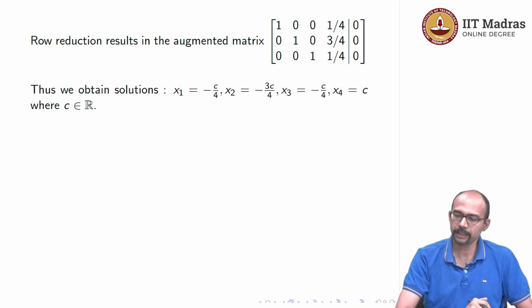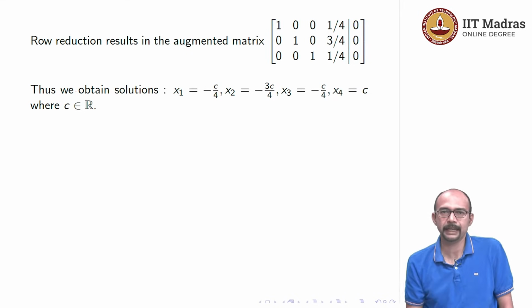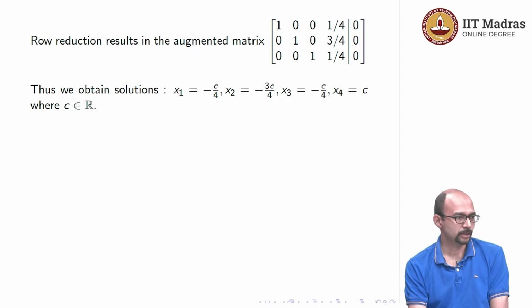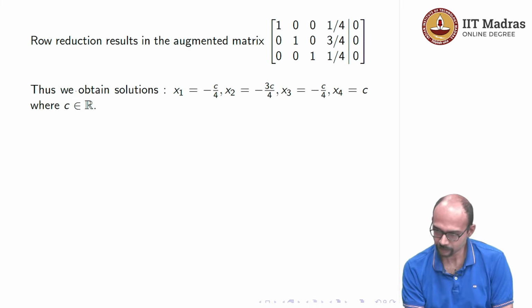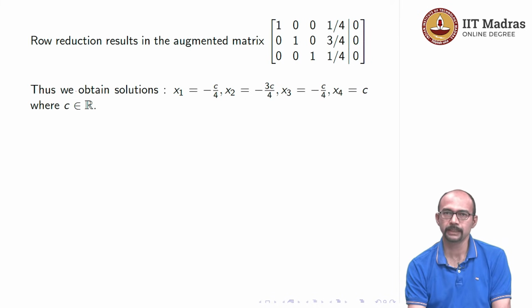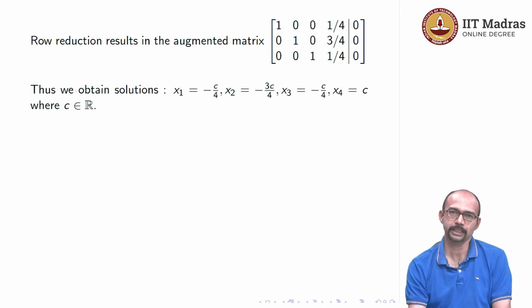So, what have we obtained? Remember that we had this idea of which variables are independent and which variables are dependent. So, x4 is an independent variable and x1, x2, x3 are dependent. You put x4 is c, and from the first equation you will get that x1 is minus c by 4, from the second you will get that x2 is minus 3c by 4, and from the third you will get that x3 is minus c by 4. So, as c varies, this is your set of solutions.